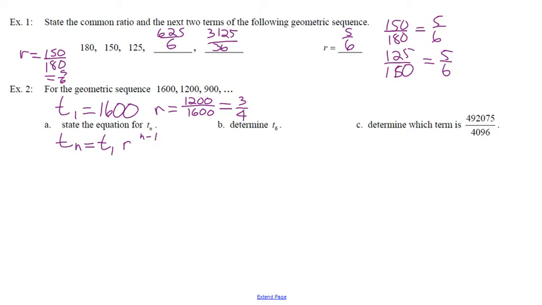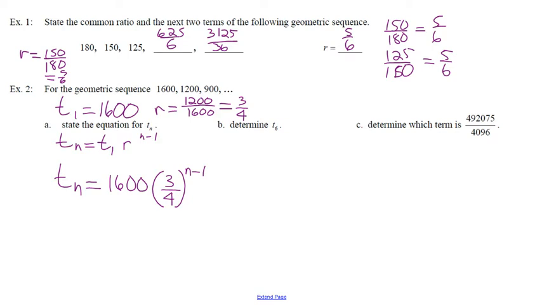When we're doing a general equation, we don't want a value for n. We want to have n in the equation. So really what we need is t1 and r. Those are the two values that we're going to use. t sub n is just going to stay like that. So t1 is 1600, and r is 3/4, to the n minus 1. So that's the general formula. If I want t20, you plug a 20 in for n, and you go 1600 times 3/4 to the 19, I mean 20 minus 1, or 19.